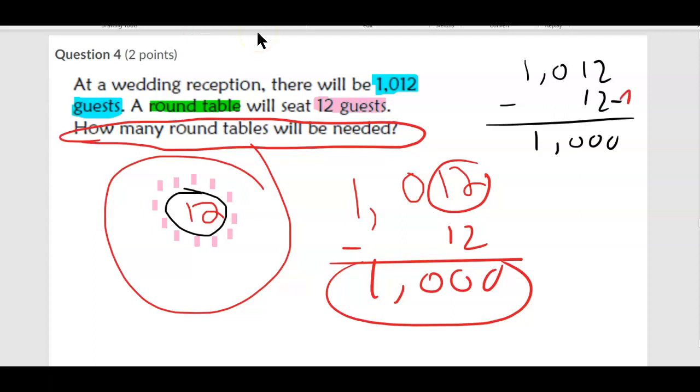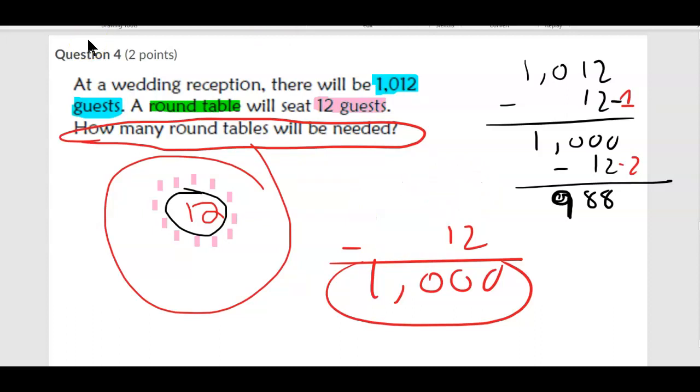We'll put a 1 over here. Let's subtract 12 again. I just know that's got to be 988. So we subtracted 12 two times. We need to keep going until we get to 0, right? That's repeated subtraction. Repeated subtraction is the same thing as division. So let's just duplicate the slide, erase a few things, and get down to dividing, shall we?